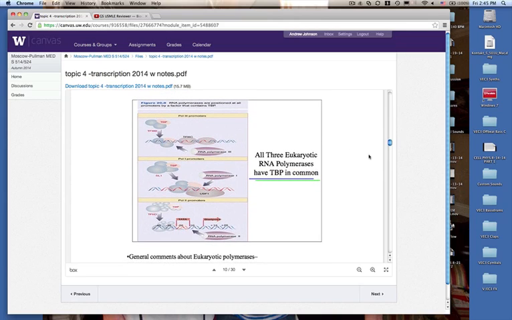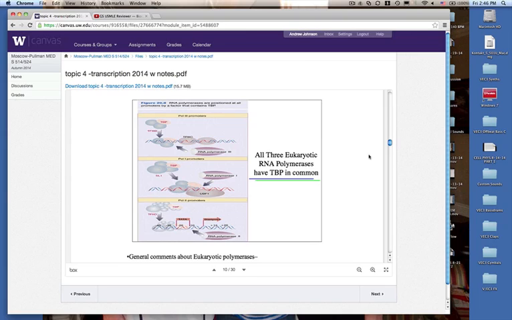This is just a little schematic that I want to point out a couple of things on. We talked about how Pol 1, Pol 2, and Pol 3 are all working on different transcripts. Pol 3 is mostly working on tRNAs. Pol 1 is mostly working on ribosomal RNAs. And Pol 2 is our mRNAs and our microRNAs.